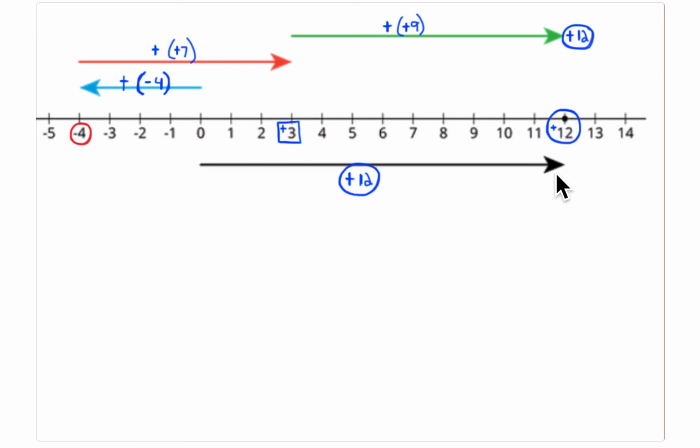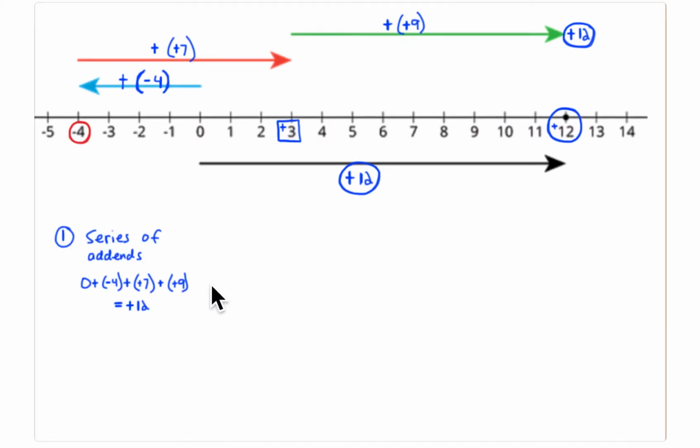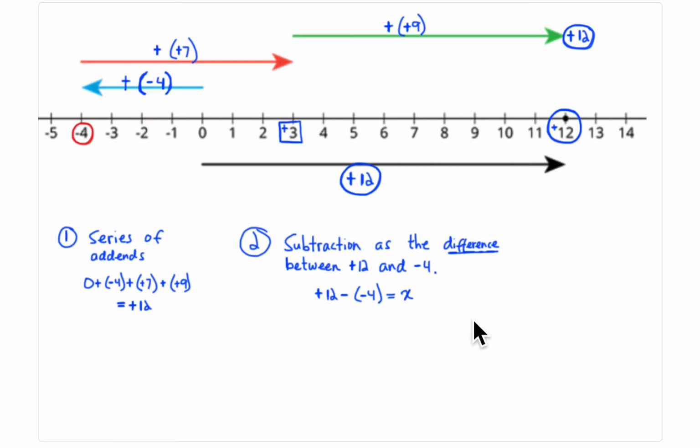And then they would reframe this problem. But before I get there, actually, the summation of all of these steps is from 0 to positive 12. And let me just write these steps down. A series of addends. It's 0 plus negative 4 plus positive 7 plus positive 9 equals positive 12. So then what the authors would do in 7th grade, unit 5 of 7th grade, is they'd reframe this as a subtraction problem, and specifically as a difference problem.